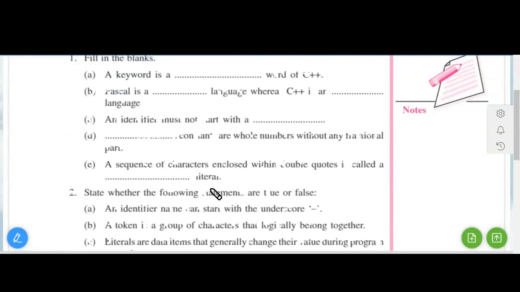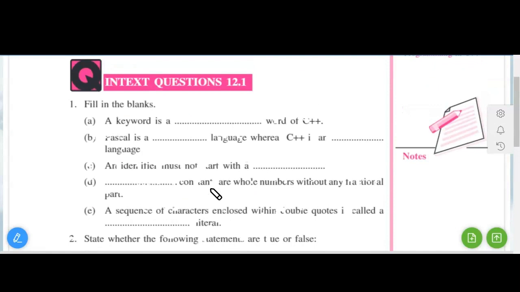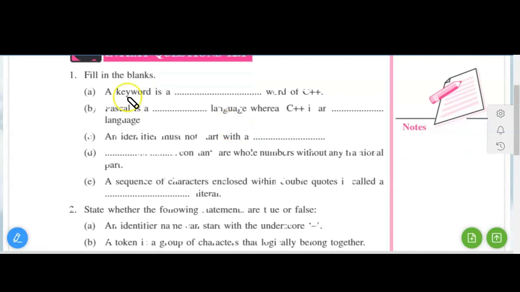So this is in-text question 12.1. The first one is fill in the blanks: a keyword is a dash word of C++. What is it? It is a reserved word. So it cannot change its meaning. It has a predefined meaning.